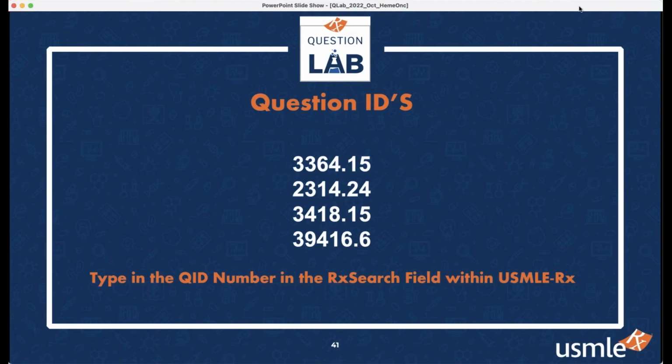Now, if you want to take another look at these questions, I've got all of the QIDs here. If you go to the search area within USMLE-Rx, you can drop the QID numbers in there, and it will provide more information, whether it's the explanations as well as all of the incorrect rationales. So go ahead and screenshot that if you want to, or write them down, and you can continue studying.